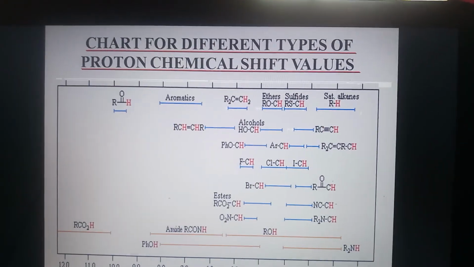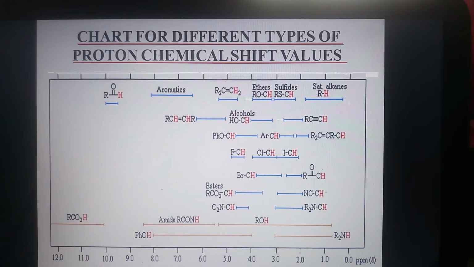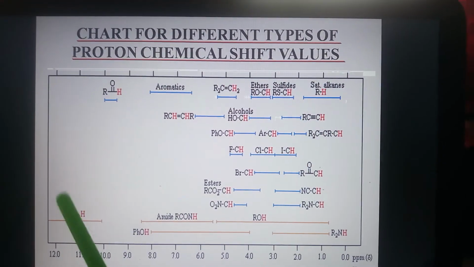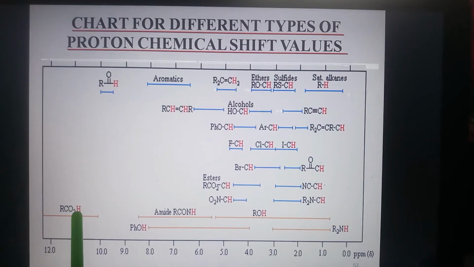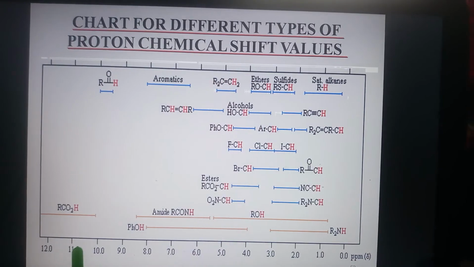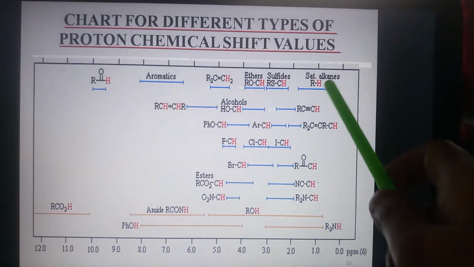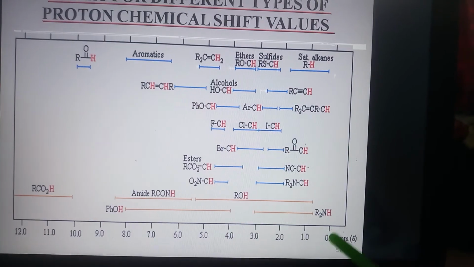This is a chart for different types of proton chemical shift values. Here the acid has shift values up to above 10 delta. In case of alkanes, it's nearly 0.